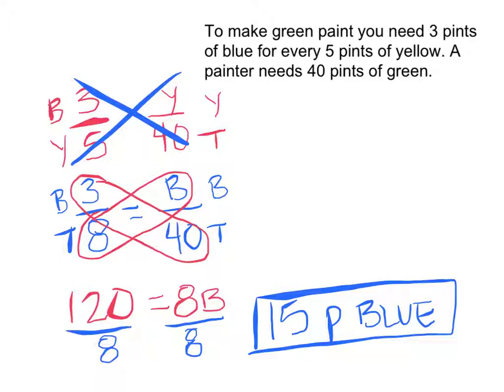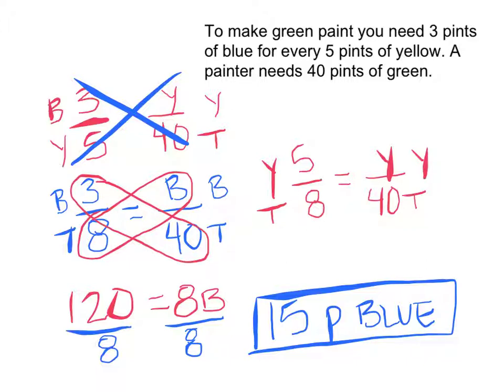There's a couple different ways that you can do this. I'm going to write another proportion though. We know that there are 5 pints of yellow in our 8 total, so I'm going to write another ratio, 5/8. This represents yellow and total. The painter needs a total of 40 pints. So let's go ahead and find yellow. Our ratios represent the same information. We have yellow and total, yellow and total.